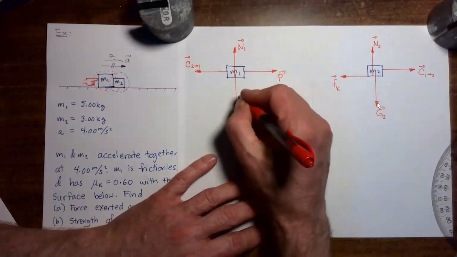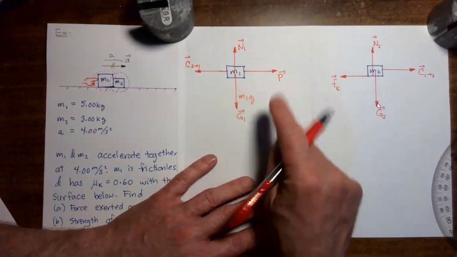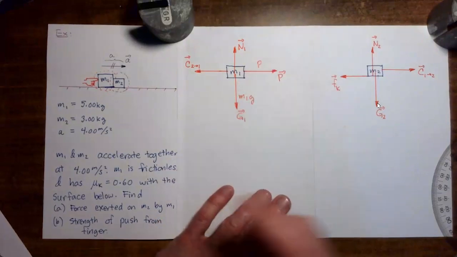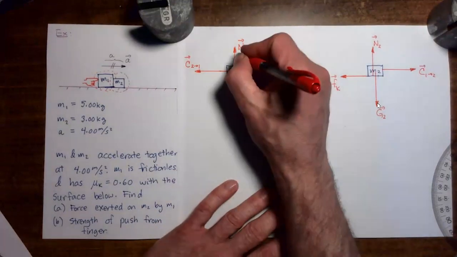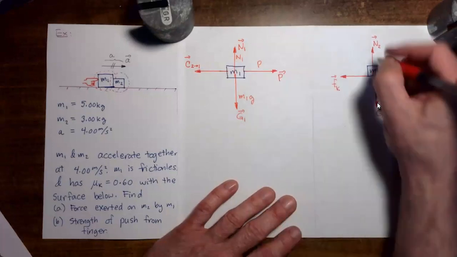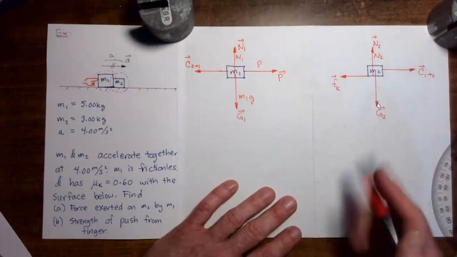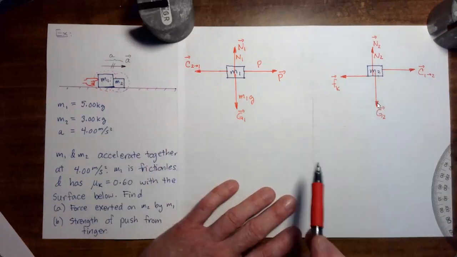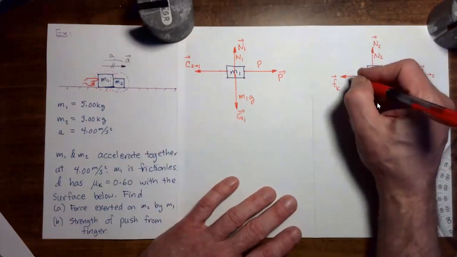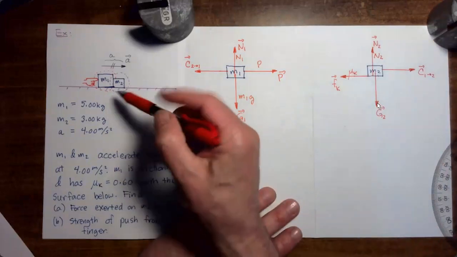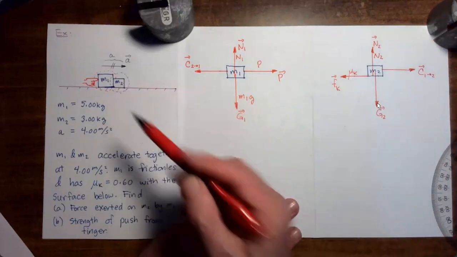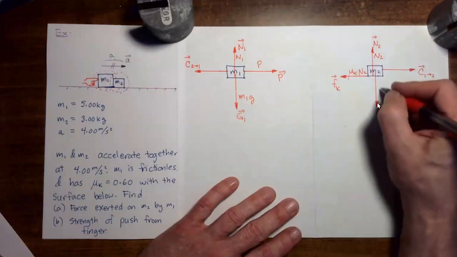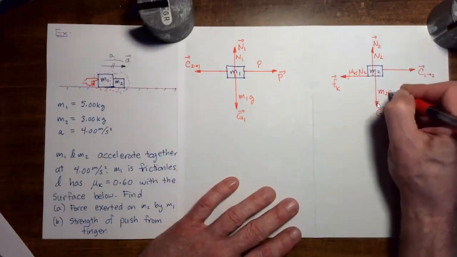So for gravitational force 1, m1g, the push force, we'll say the magnitude is P. That's one of the things we're trying to find. Normal force N1 over here, and N2. The kinetic friction force between mass 2 and the surface below will be mu k multiplied by the normal force acting between those surfaces, which would be N2. Then we have gravitational force, magnitude m2g.